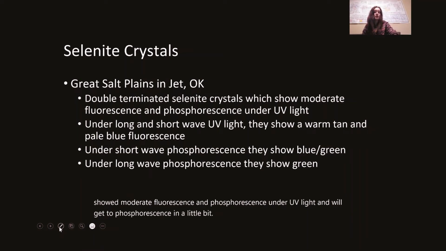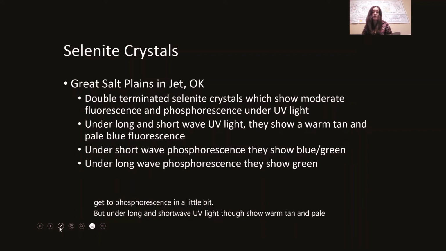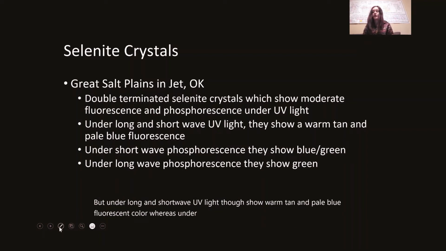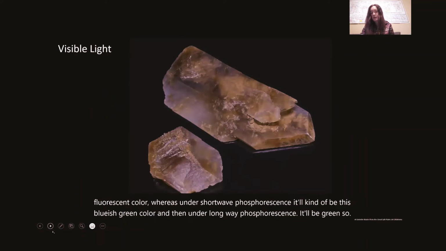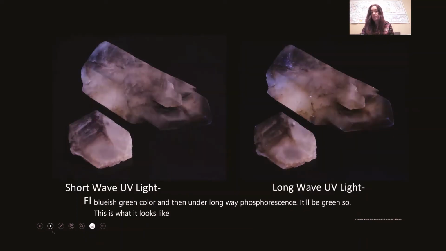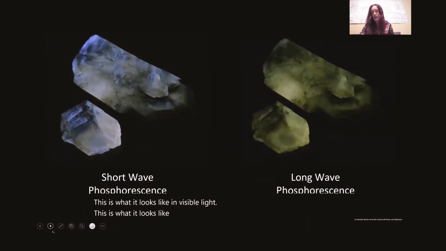Under long and shortwave UV light, they'll show a warm tan and pale blue fluorescent color, whereas under shortwave phosphorescence, it'll be a bluish green color, and then under long wave phosphorescence, it'll be green. So this is what it looks like in visible light. This is what it looks like under UV. And then phosphorescence, this is what it looks like.